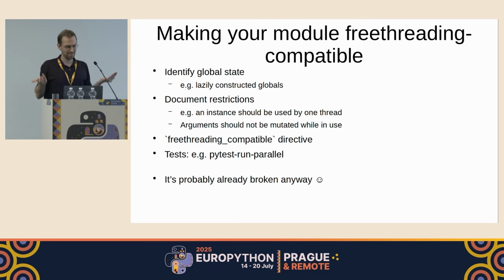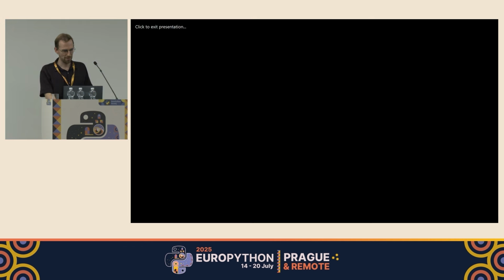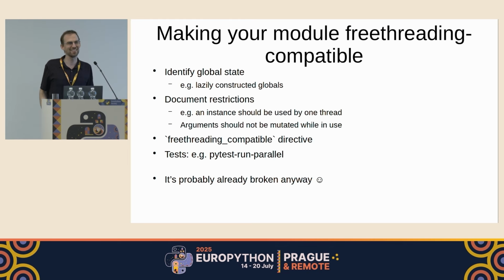Add the free threading compatible directive to tell it that it should work in the free threading interpreter. Add tests. There's this pytest-run-parallel feature. And the final point is that your code is probably already broken anyway. Many of the bugs you have in free threading actually happen if you're using parallelism outside free threading. So you're probably not making it worse. My advice is to get on with it and see if bugs get reported rather than wait to make it perfect. That is genuinely my last slide.